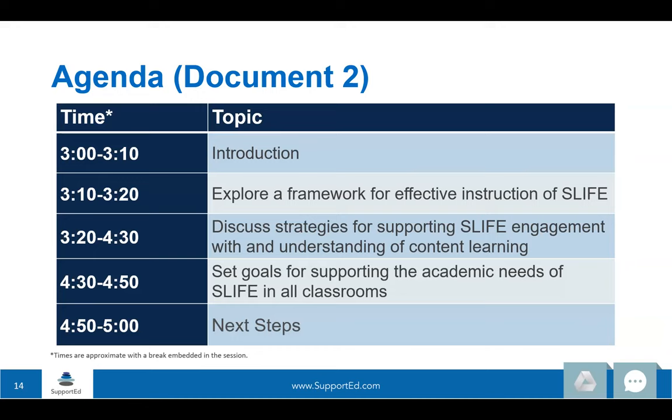So in the chat, share, what are you looking forward to? Strategies, thanks. Great. Programming at elementary level, strategies, setting goals. Thank you. Okay. You can keep them coming as I turn it over to Shannon.